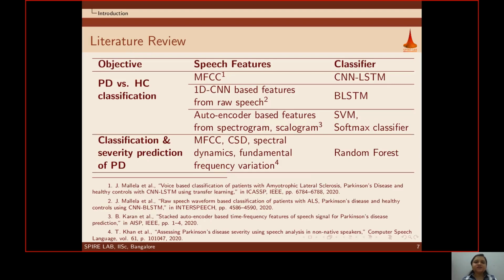For classification as well as severity prediction of PD, MFCC, CSD, spectral dynamics, and fundamental frequency variations have been explored together with a random forest classifier. But all these explored feature sets capture information about source and vocal tract components of speech in a combined fashion. No works exist today that explicitly study the source and vocal tract components in the context of PD versus HC classification. We aim to perform that explicit exploration.